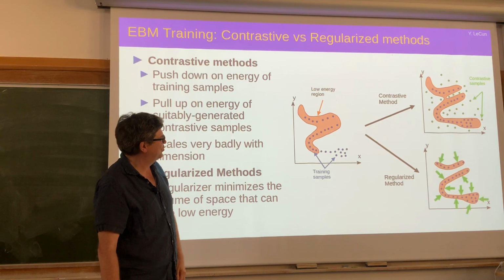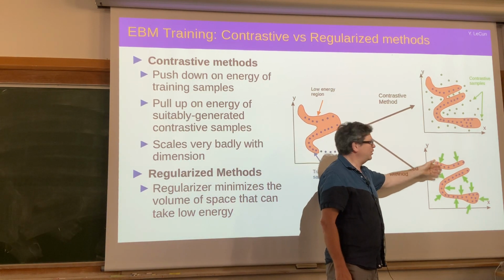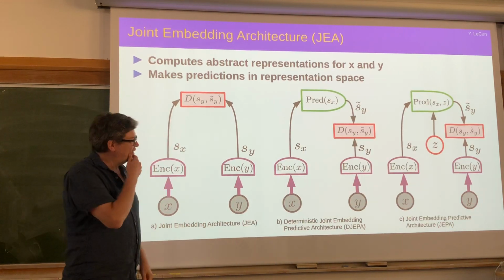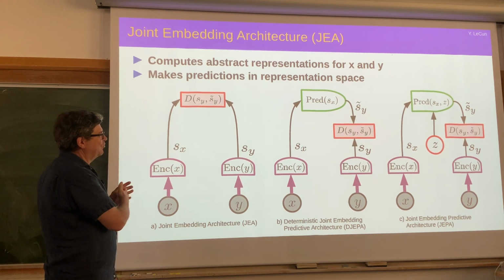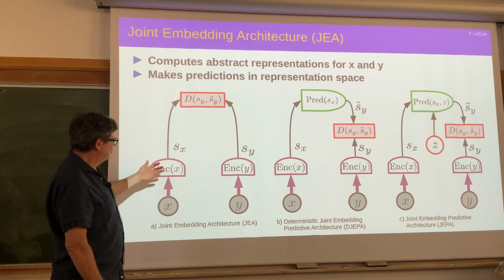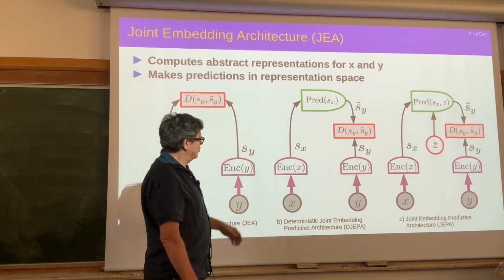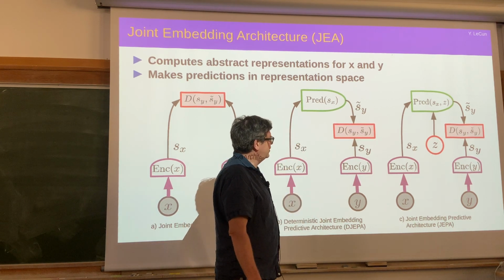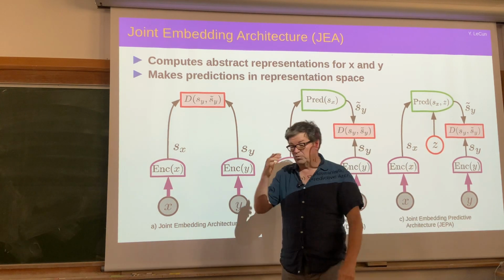Okay, so instead we're going to try to use those regularized methods, which attempt to minimize the volume of space that can be occupied by low energy regions. And there are those three types of architectures that I was talking about, in increasing levels of sophistication. This is a joint embedding architecture, a simple one, which when the two encoders are identical is called a Siamese net. This is a predictive architecture, but it's deterministic. There is no latent variable in the predictor here. So deterministic JEPA. And this is the full JEPA where you have both encoding and a latent variable.